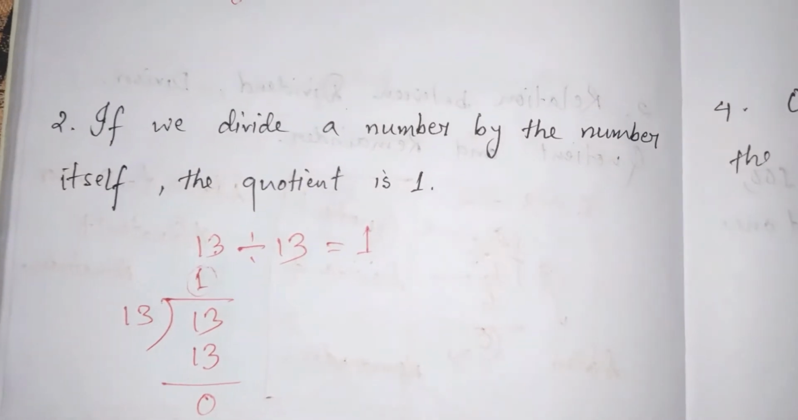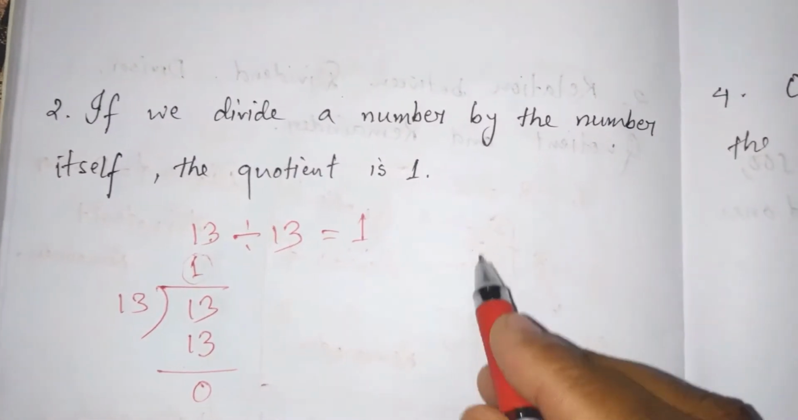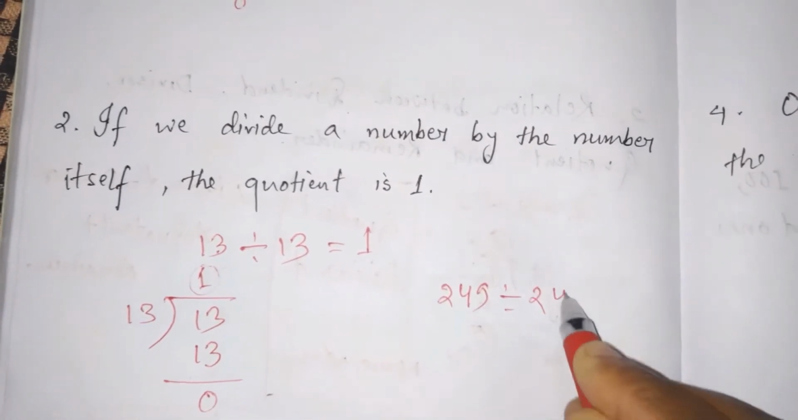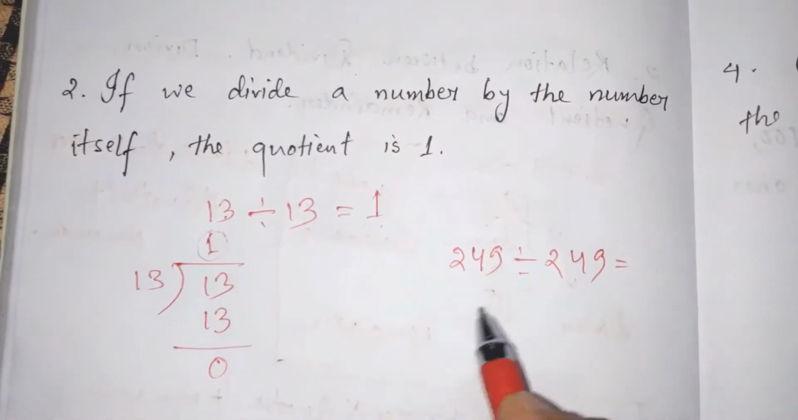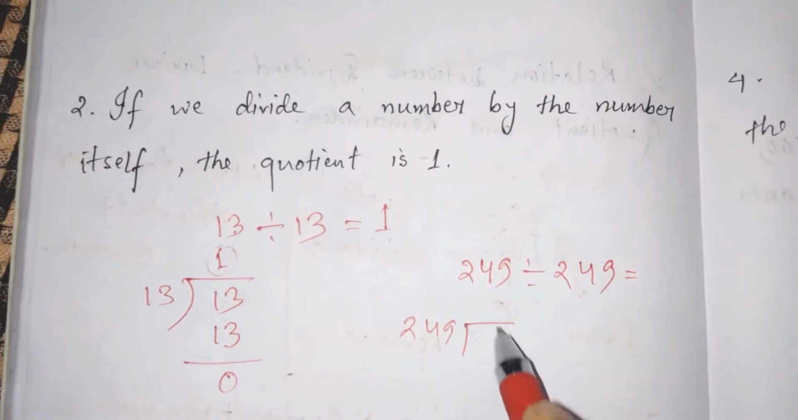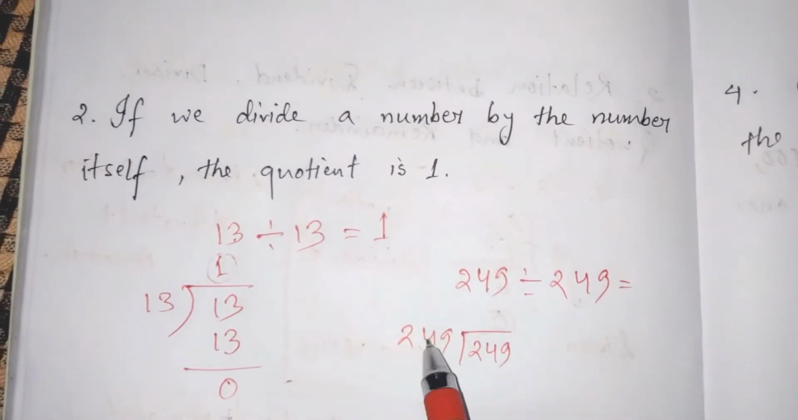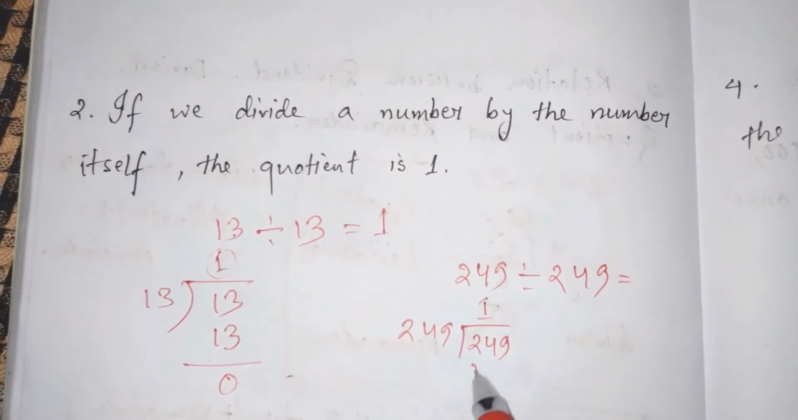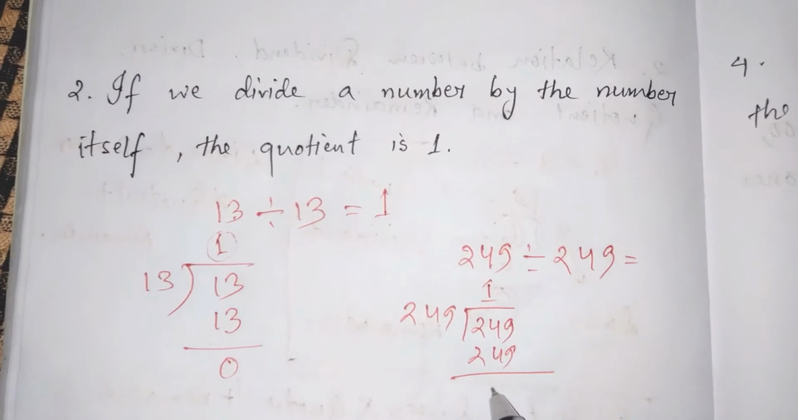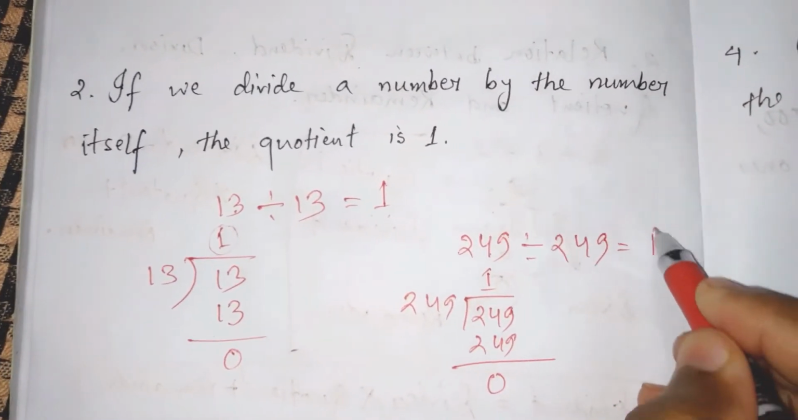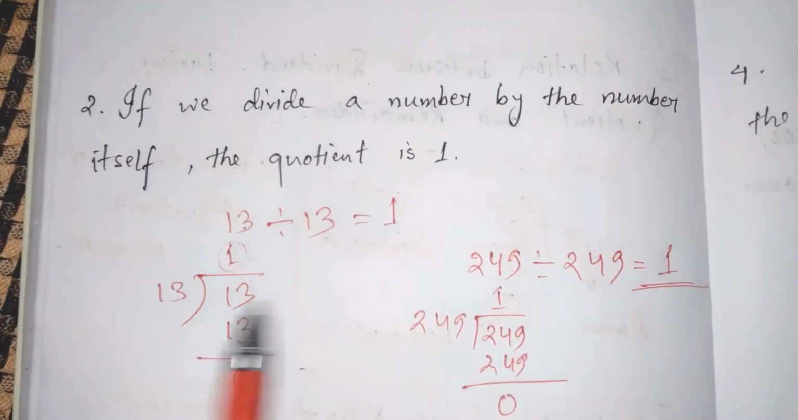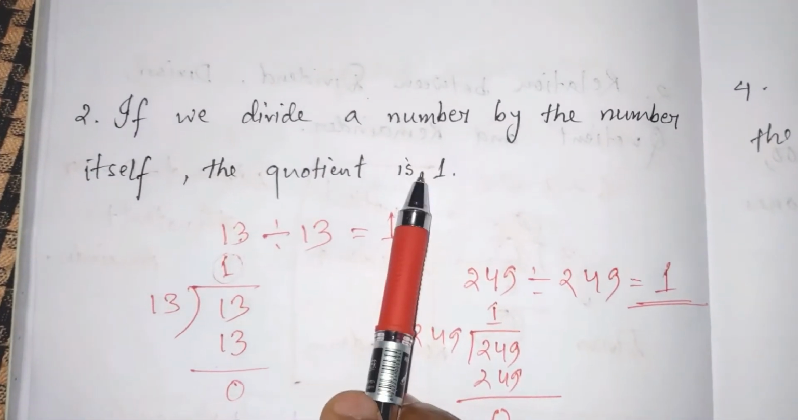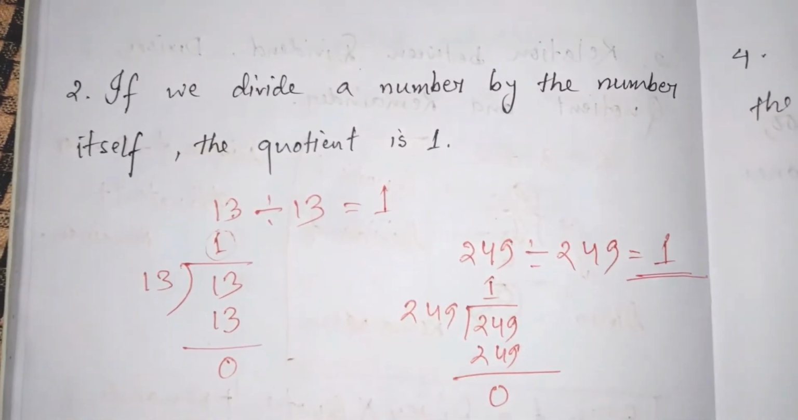If I take another example, 249 divided by 249, what will I get? In the table of 249, 249 ones are 249 and the remainder is 0 here. That means 1 will be the quotient. So this proves that if you divide a number by the number itself, the quotient is 1. Okay, let's see the next one.